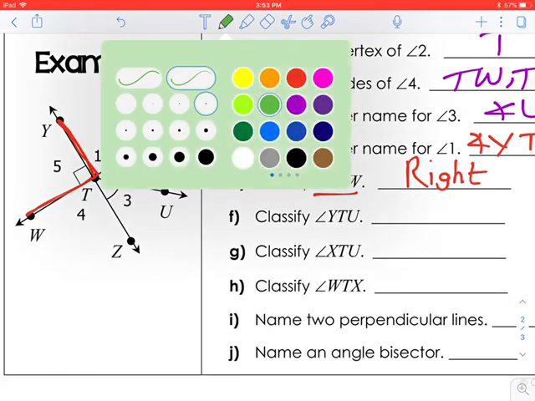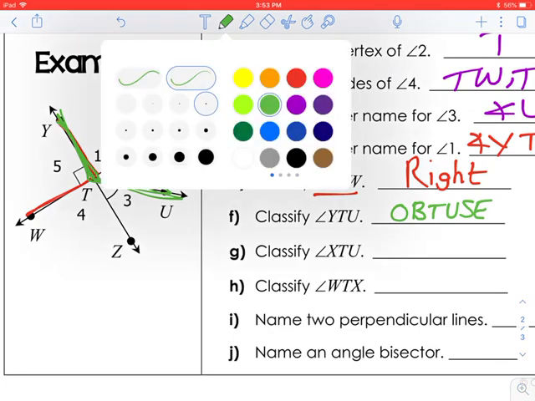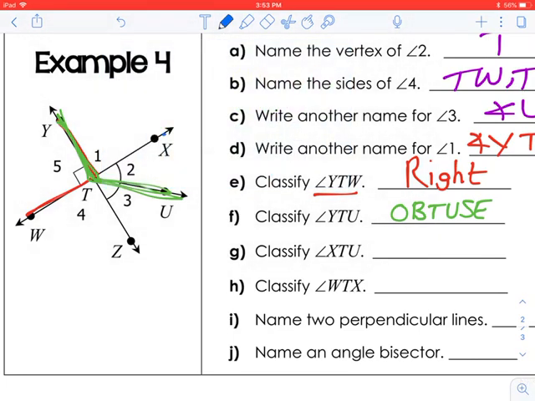Now look at YTU. YTU is going this way. That's obviously bigger than a right angle, so that's obtuse. And then how about XTU? XTU going this way. That's a pretty small angle, smaller than 90, so that would be acute. And then WTX. I'm going to guess it's a straight angle, but we'll see. WTX. Yeah, it's going straight across, and so that would be a straight angle.